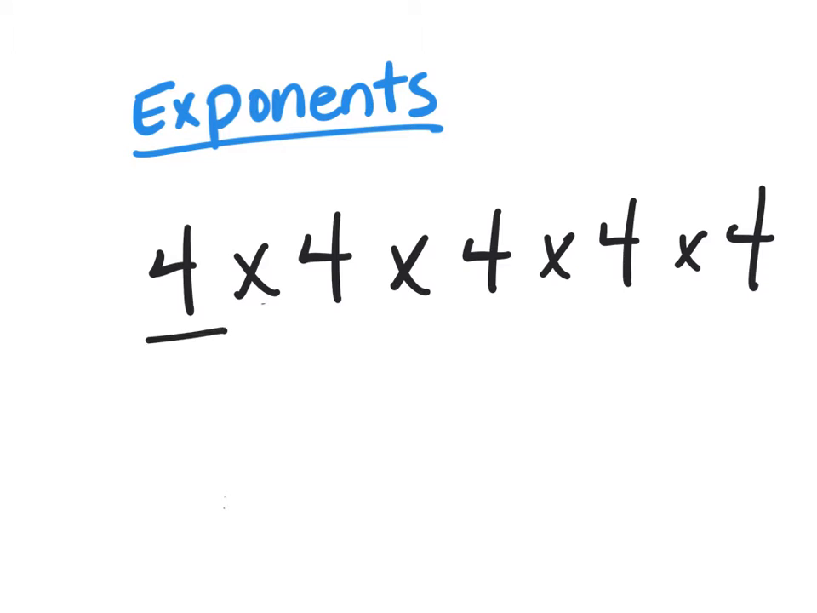If we have 4 times 4 times 4 times 4 times 4, that's a lot of numbers to write down. We could simplify that and say the number we're multiplying is 4. And how many times are we multiplying it by itself? 5. 4 to the 5th power.